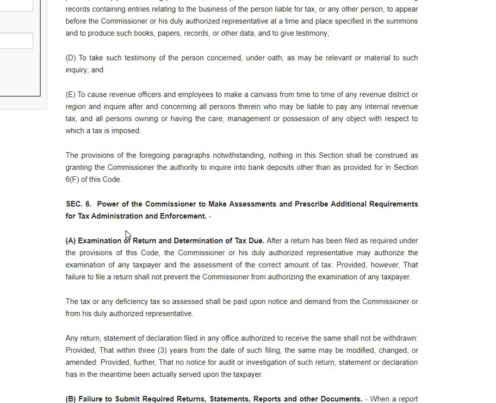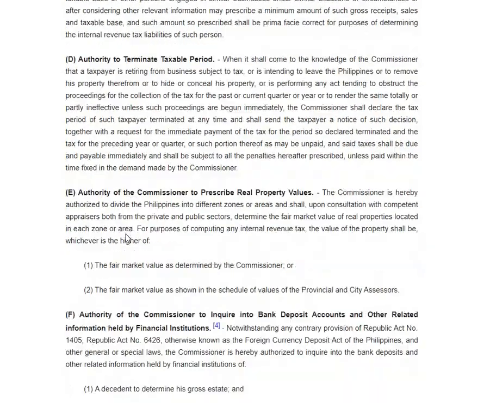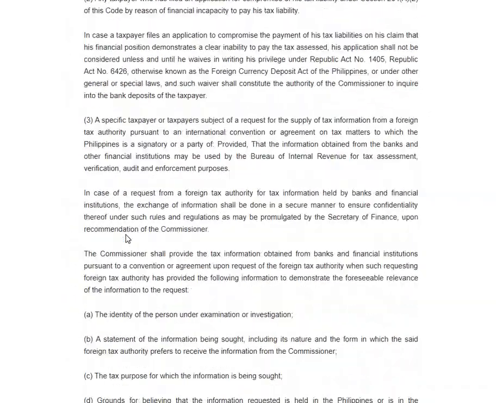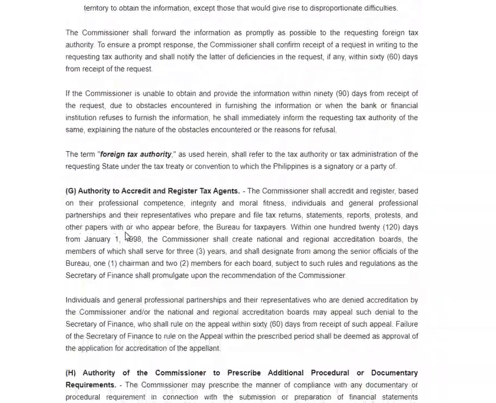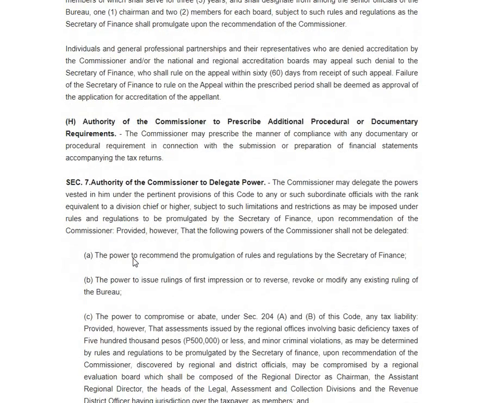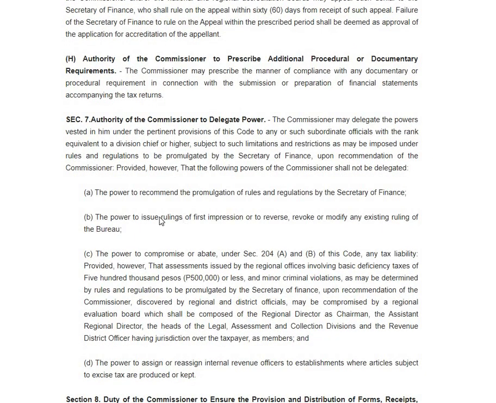Under section 7, the commissioner has the power to delegate some of the powers, except the following. So the power to make or to examine can be delegated by the commissioner, and that is through what we call the letter of authority.